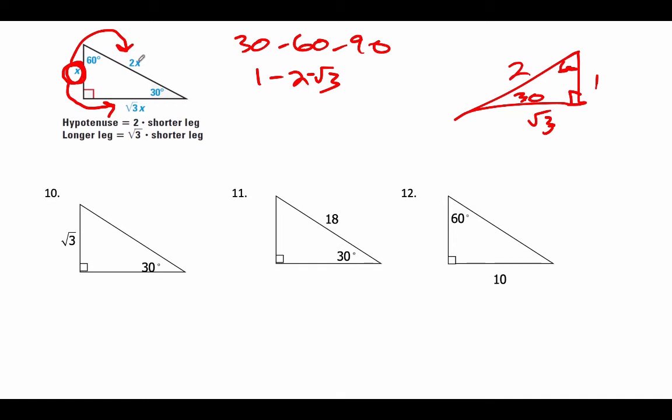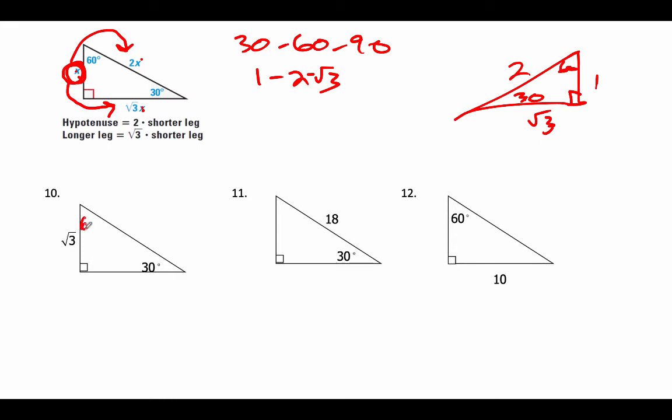So if you know the hypotenuse, you're going to divide by 2, and then you would multiply by the square root of 3. The hardest ones are when you know the side opposite the 60, because here we are again. How do you go backwards from that? You have to divide by the square root of 3. So let's look at some examples.